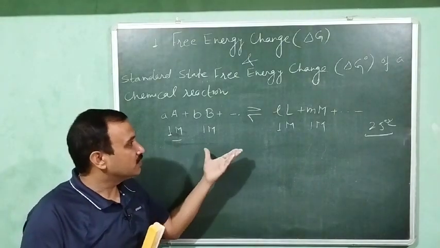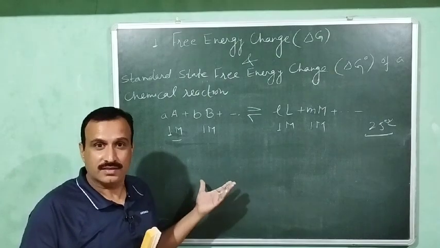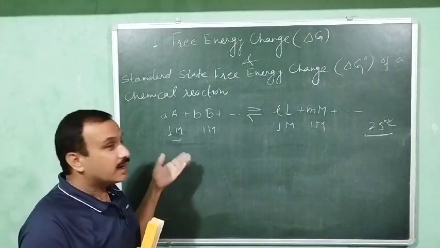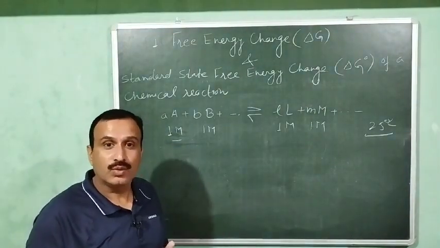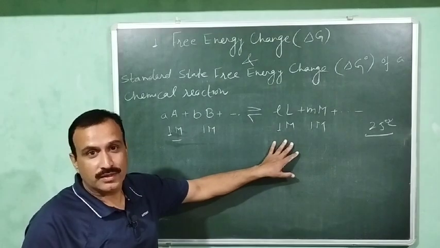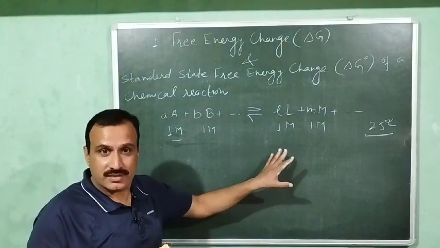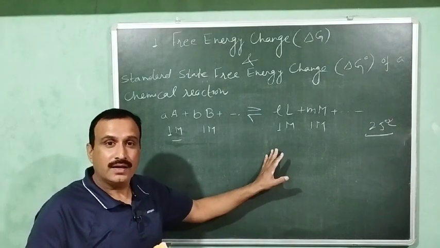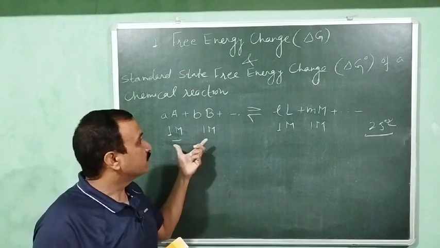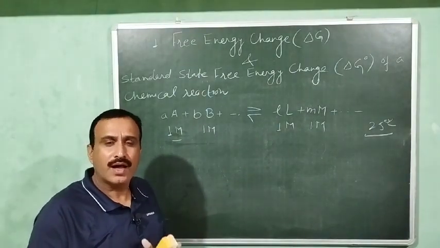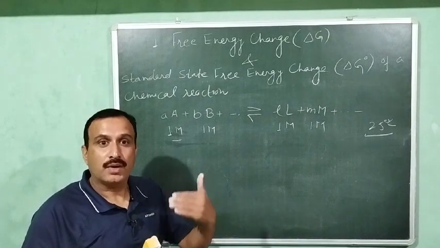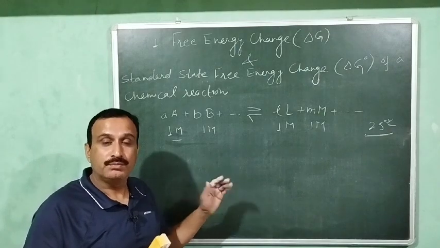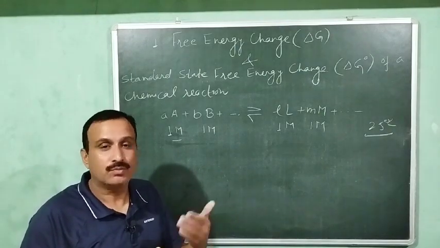But these conditions seem somewhat unrealistic, unlikely. किसी भी रिएक्शन में ऐसा होना कि रिएक्टेंट की कॉन्सेंट्रेशन भी 1 मोल पर लीटर हो और प्रोडक्ट की कॉन्सेंट्रेशन भी 1 मोल पर लीटर हो, ये थोड़ा अवास्तविक जान पड़ता है. Then how do we calculate this standard state free energy change? So there are many methods which I will discuss in my upcoming videos. So here the standard state free energy change will be calculated with the help of standard state chemical potentials.